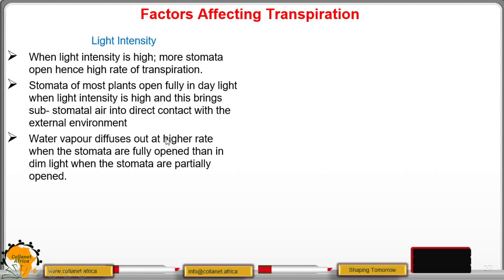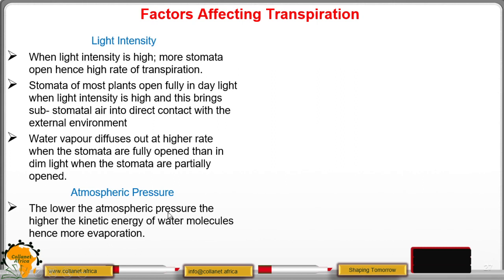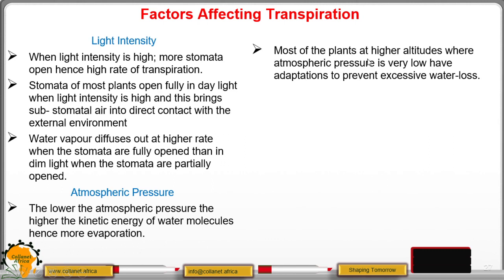Water vapor diffuses out at a higher rate when the stomata are fully open than in dim light when the stomata are partially opened. The other one is atmospheric pressure. The lower the atmospheric pressure, the higher the kinetic energy of water molecules, hence more evaporation. And most of the plants at higher altitudes where atmospheric pressure is low have adaptations to prevent or to minimize excessive water loss. The other one is availability of water.